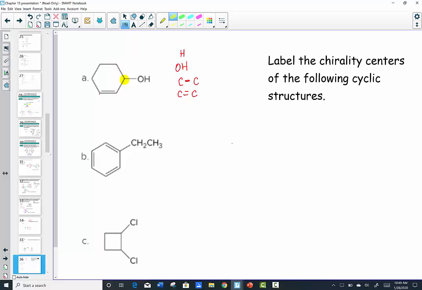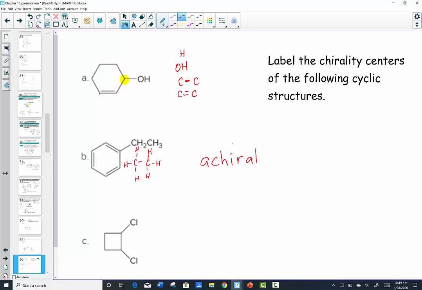How about letter B? What'd you think? Well, I mentioned you can eliminate any carbon that's in a double bond, so that's none of this in the cyclic structure. This carbon is attached to 2 hydrogens. This carbon is attached to 3 hydrogens. Those don't meet the criteria. This is an achiral compound. There are no chiral centers at all.